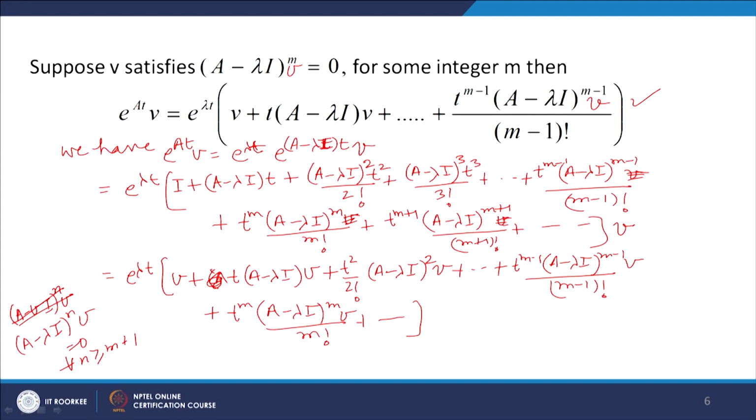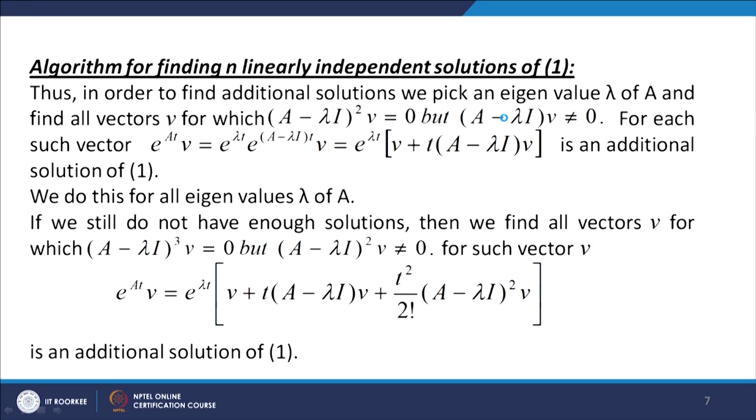So, here m is equal to 2, and this means that only b plus t times (A minus lambda I) into b will remain inside the bracket, all other terms will vanish. So, we will have e to the power A t into b equal to e to the power lambda t into b plus t times (A minus lambda I) into b. This will give us an additional solution of x dot equal to A x. Now, we do this for all eigenvalues lambda of A.